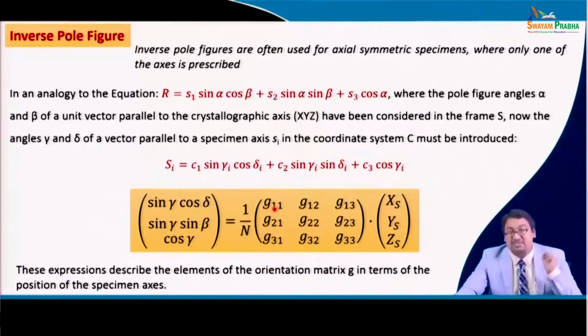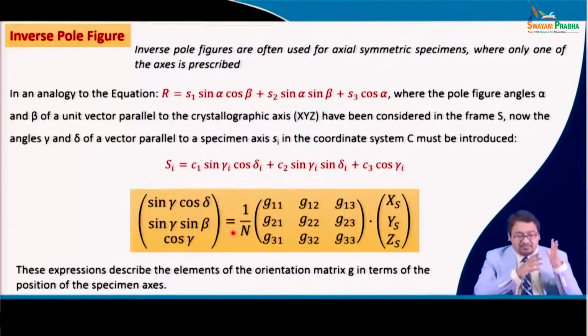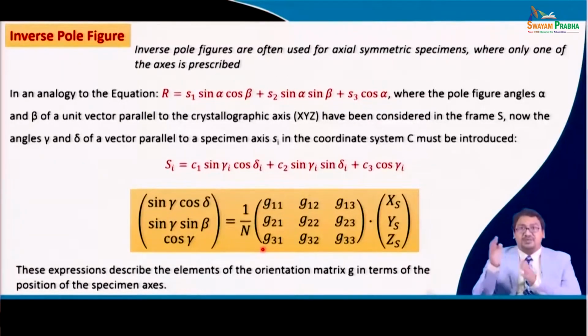So, G11 is basically cos alpha 1, G12 is cos beta 1, G13 is cos gamma 1, and like this cos alpha 2, cos beta 2, cos gamma 2, cos alpha 3, cos beta 3, cos gamma 3; that is how the G matrix is related. So, you see that these expressions for the pole figure and the inverse pole figure describe the elements of the orientation matrix G in terms of the position of the specimen axis for the inverse pole figure, and in terms of the crystal coordinate system in the case of the pole figure.